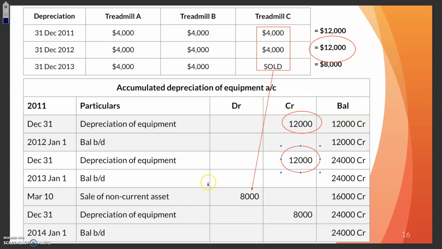And in the third year, before we can depreciate the third time, one of the treadmills was being sold on March the 10th. So this treadmill has to be removed from the existence of the company. We do this by putting it on the debit side. End of the year, we will still have to carry out a depreciation for the remaining 2 treadmills. This adds up to $8,000 that it can be seen here.